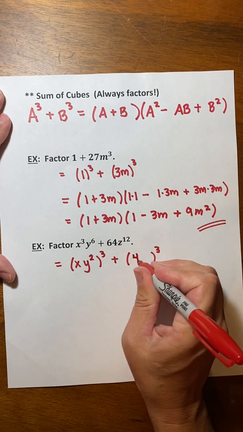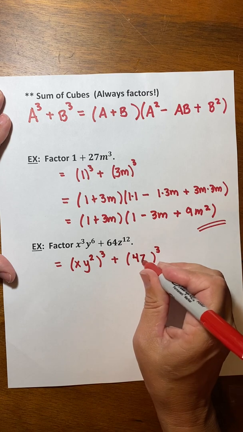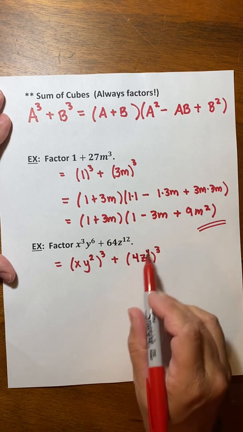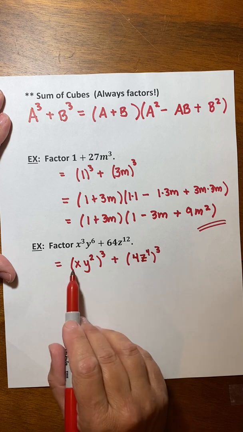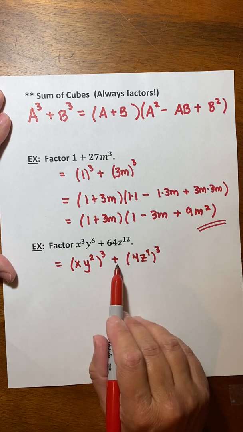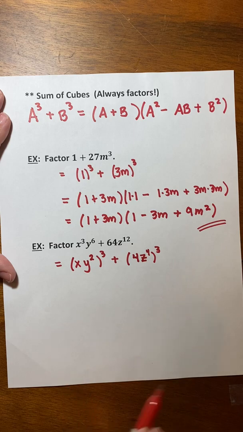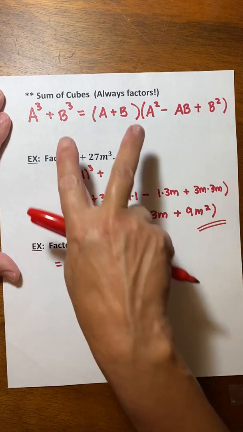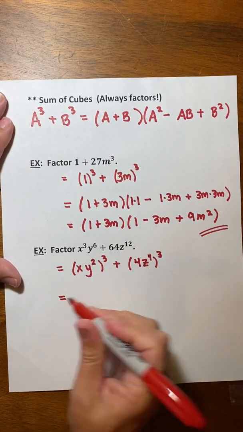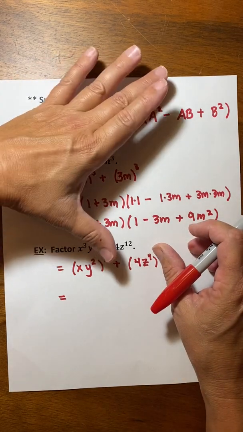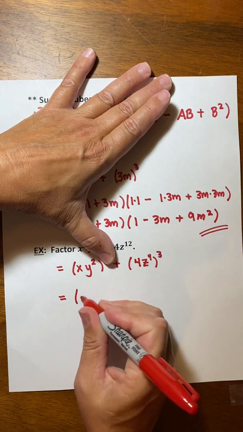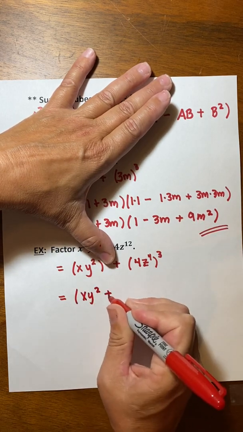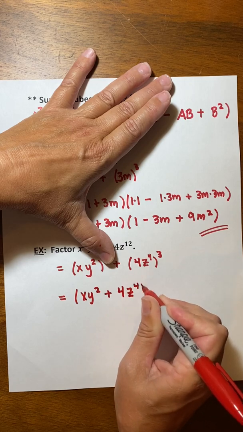64 is 4 cubed, so we can put a 4 inside the parentheses. And then z to the power 4, all cubed, would give me z to the 12th. So we can write x cubed y to the 6th plus 64z to the 12th as x y squared cubed plus 4z to the 4th all cubed. As soon as we can write it as the sum of cubes, we can use this template up here. For difference of squares, difference of cubes, and sum of cubes, your first term, always just hide the powers. It's going to be x y squared plus 4z to the 4th.